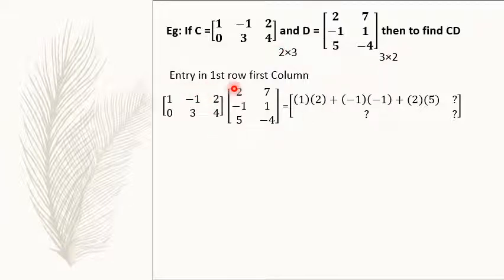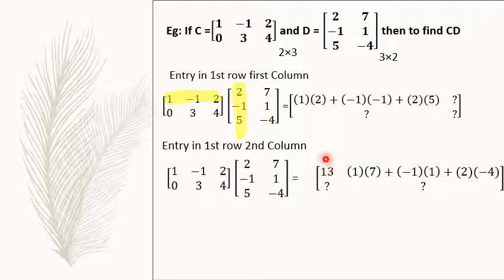Now, to find the first row, first column element of this 2 by 2 product matrix, we need to multiply the first row with the first column element wise. So 1 into 2, plus minus 1 into minus 1, plus 2 into 5. This is A11 of CD. So here it is 13.